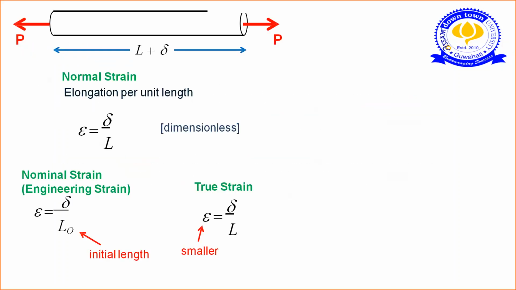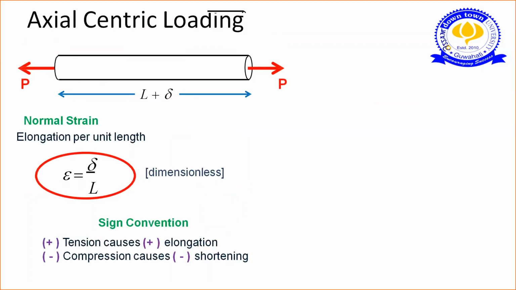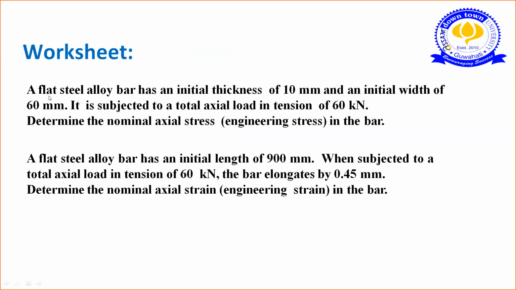Ma'am, what is the difference between this initial thickness and initial width? There are two things here. A flat steel alloy bar has an initial thickness of 10 mm, meaning its original thickness was 10 mm, and an initial width of 60 mm.